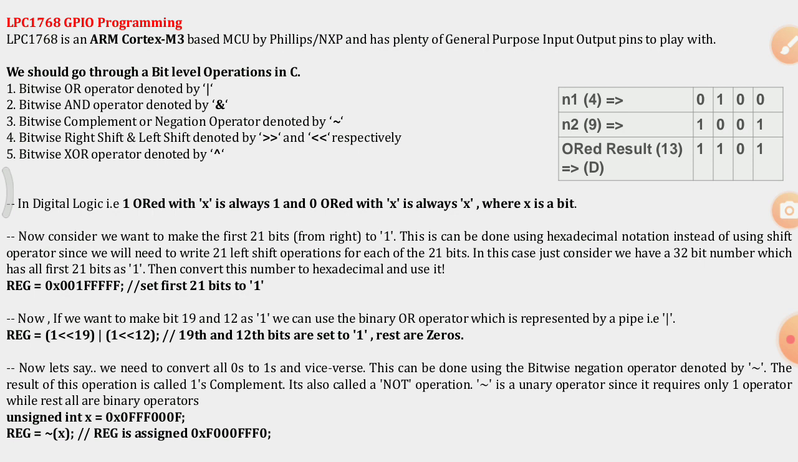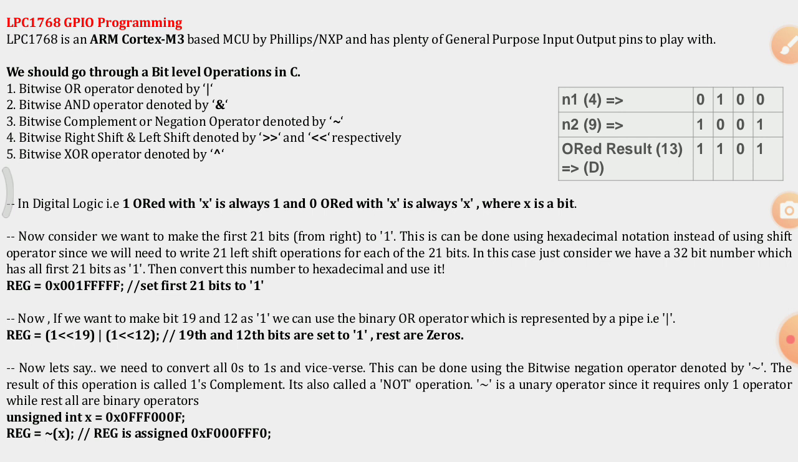Before going to GPIO programming, one should know the bit level operations in C language. This ARM Cortex M3 based microcontroller unit, the LPC1768, is manufactured by NXP and has general purpose input output pins. To configure these pins, we should know the bit level operations first.